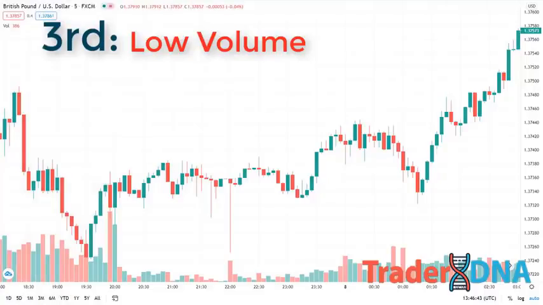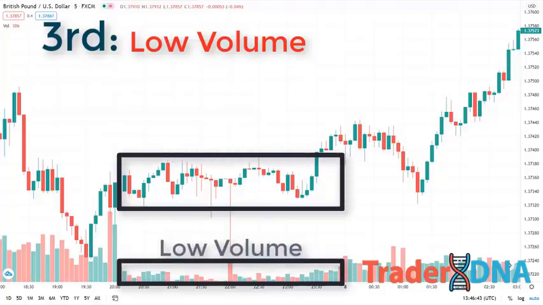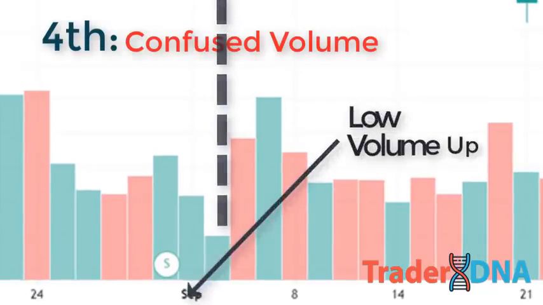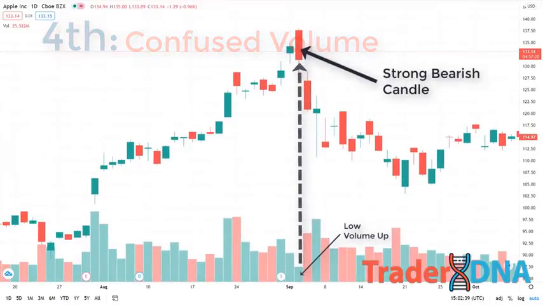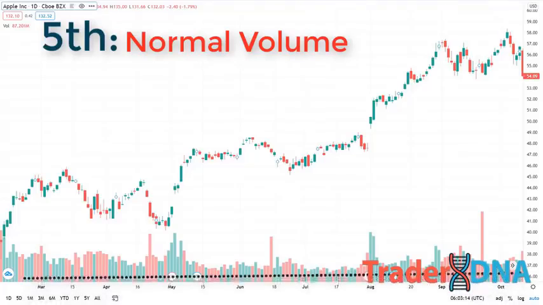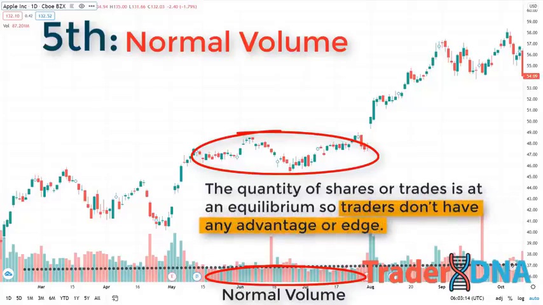Third, low volume. This simply means that the quantity available is lower than the average daily quantity. Fourth, confused volume. In day trading, it refers to an algorithm which helps to identify places where ask, bid and downside are happening. Confused volume is an important indicator which helps to show changes occurring to trends. Fifth, normal volume. In this situation, the quantity of shares or trades is at an equilibrium, so traders don't have any advantage or edge.